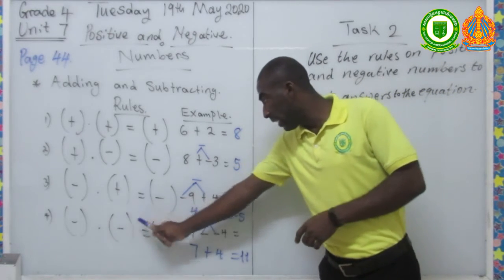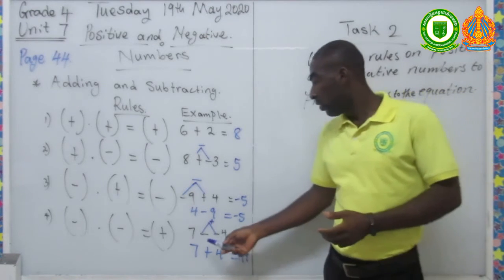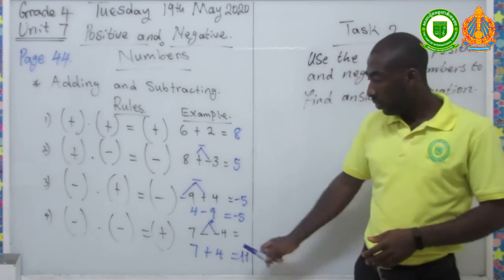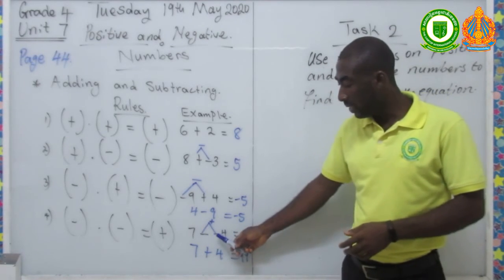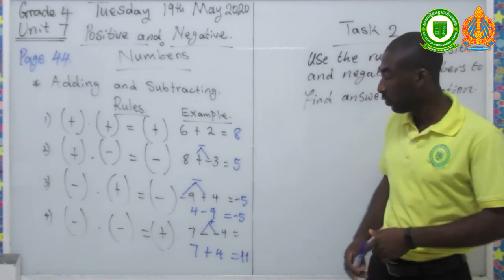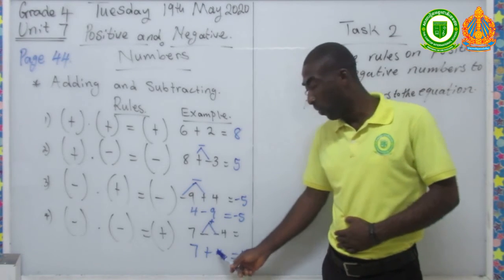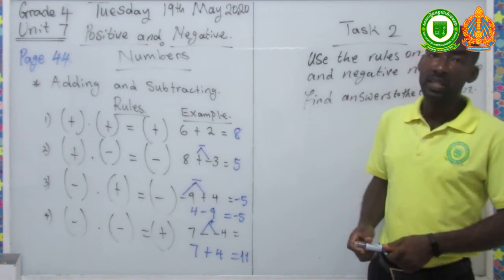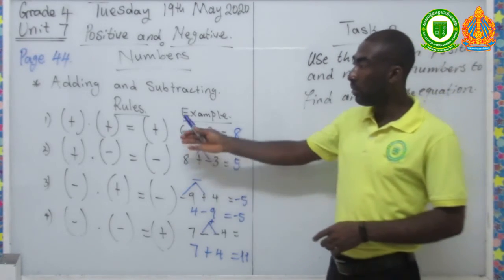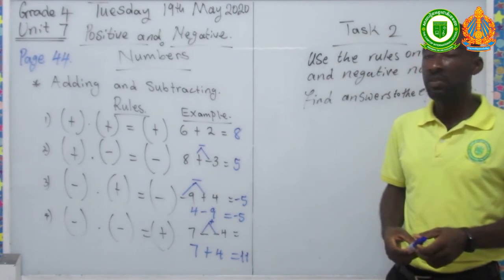Our negative and negative coming together should tend to be positive. So we have 7 minus negative 4. This negative and the minus attached to the 4 will tend to be plus, which is positive. So our equation will now change to become 7 plus 4, and we will have our answer to be 11. So this is how you can use the rules to deal with equations when you are dealing with positive and negative numbers.